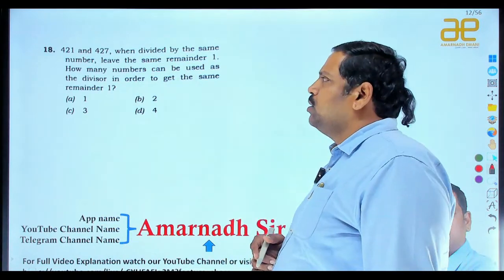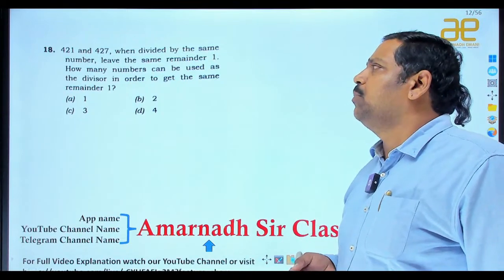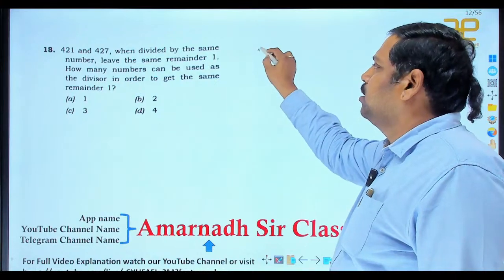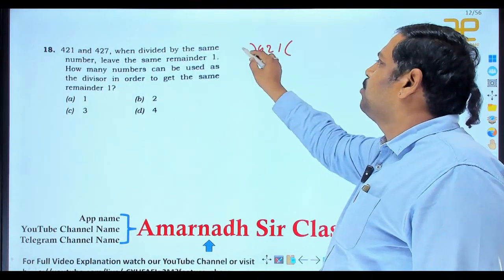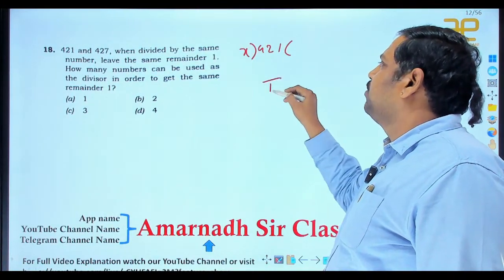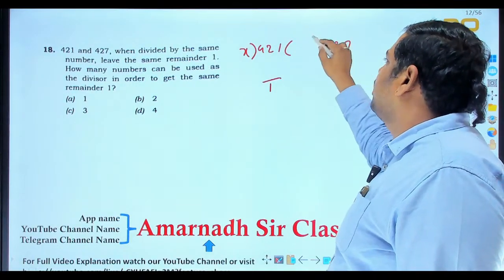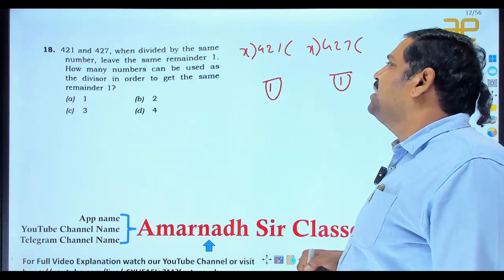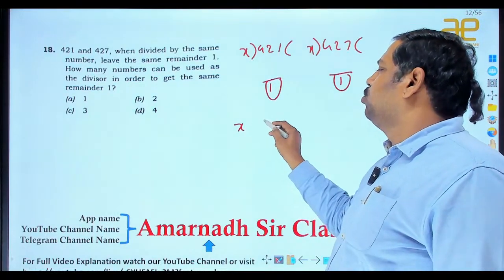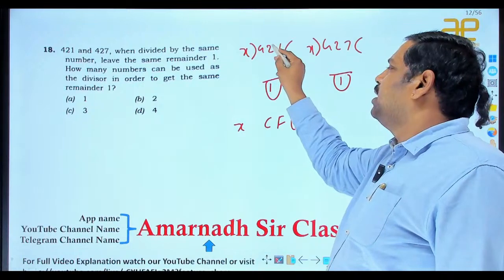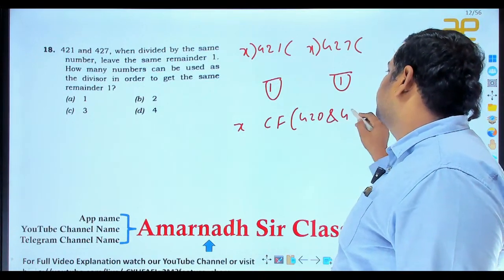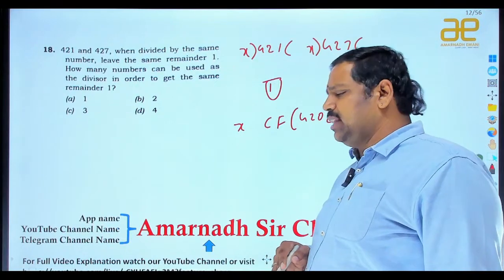Okay. So 421 you are dividing with some number. The same number you divide 427 also with, right. 421 you are dividing with, suppose x. The remainder is 1. 427 when you divide with the same number x, the remainder is how much? 1. So I can say that x is a common factor to both numbers minus remainder, that is 420, and 427 minus 1 means 426. For these two it is a common factor.